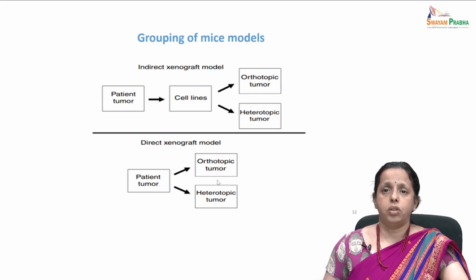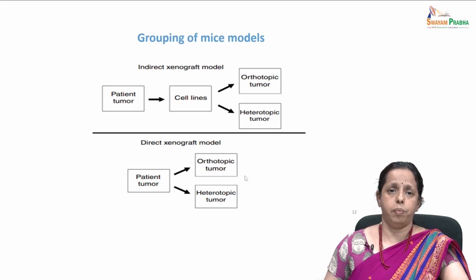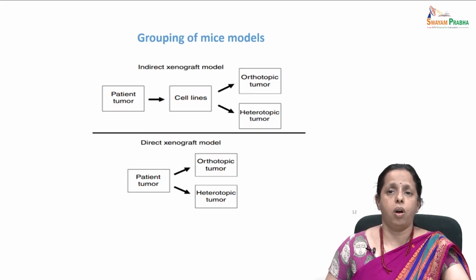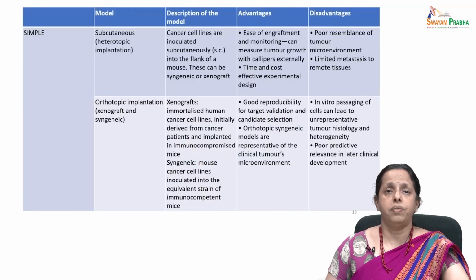And the orthotopic direct xenografts are derived directly from the patient without a cell line intermediary, and they are subsequently put in either a heterotopic or orthotopic site in the immunodeficient mice. So, as we mentioned, this is the model for a subcutaneous implantation or a heterotopic implantation, and then we have the orthotopic implantation.